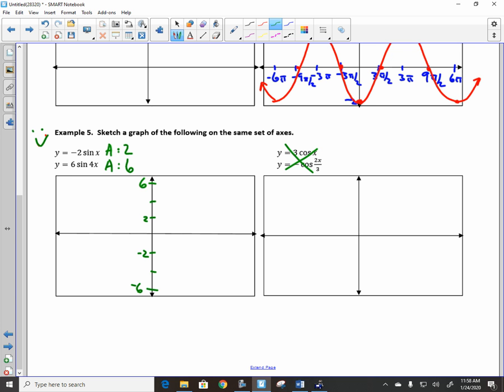Now let's think about the period. What's the period for the first one? 2 pi. What's the period for the second one? Half pi, or pi over 2.